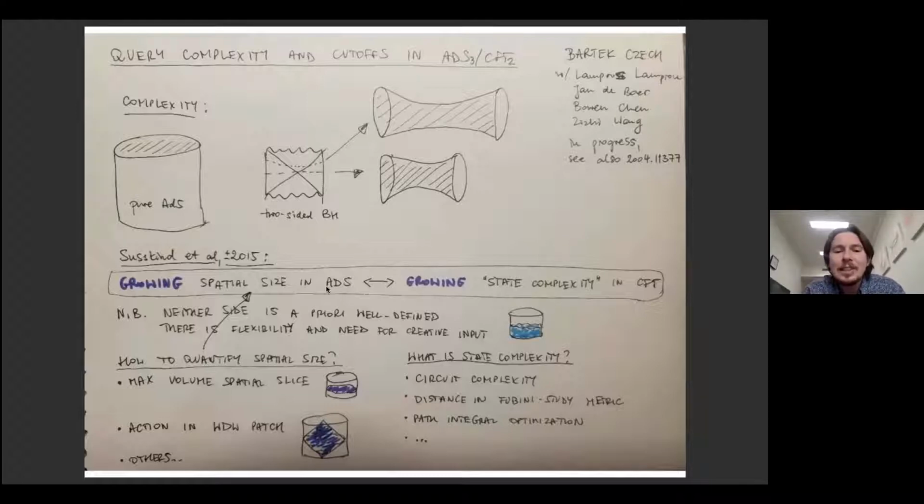Now, if it turns out that my notion of state complexity in the CFT obeys the condition that bigger spatial sizes mean that that quantity is bigger, but the quantity is not volume or action in the Wheeler-DeWitt patch, I will say that I'm happy because I don't care about reproducing these specific proposals. I just want some measure of spatial sizes in ADS, which is faithful in the sense that bigger sizes mean that my quantity will be bigger. So that's one criterion of success that I'm setting up for myself.